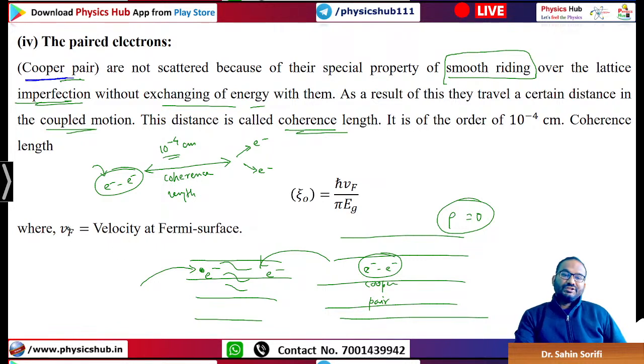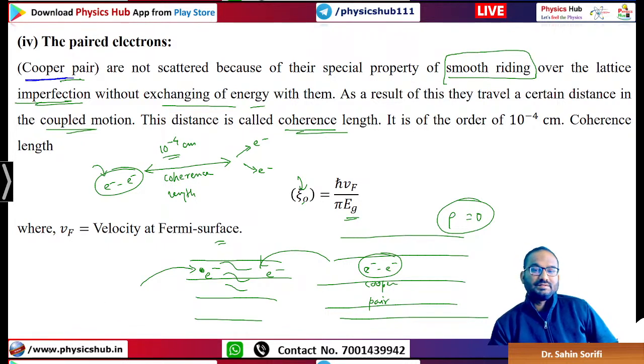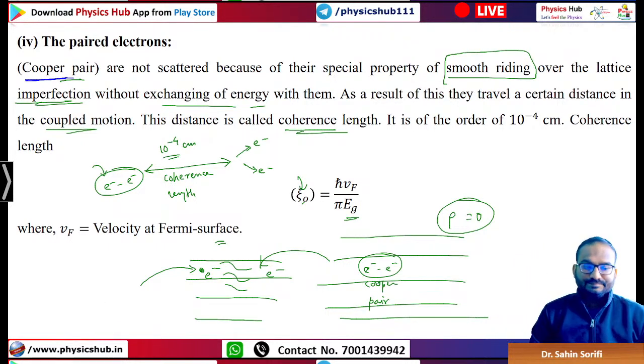So there is a relation: xi0 equals h cut Vf by pi Eg, where Eg is the band gap and Vf is the Fermi velocity.